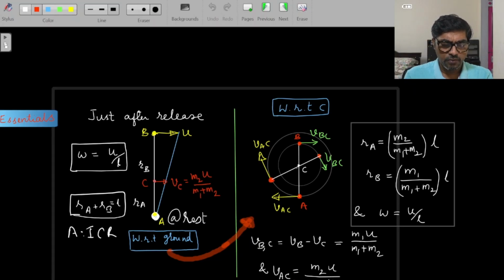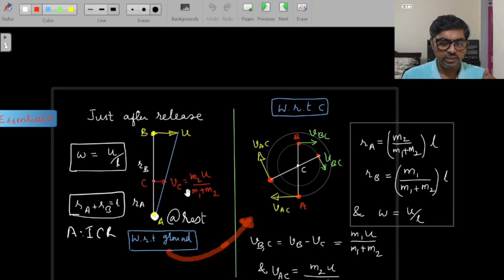Anyway, now we can actually calculate the velocity of the center of mass also, because the total momentum is known to you. After you release, momentum is not going to change. There are no external forces horizontally. So M2, that is the mass of B, into u is the momentum initially. That will continue to be the total momentum throughout the motion. Total momentum upon total mass is going to be the velocity of the center of mass.